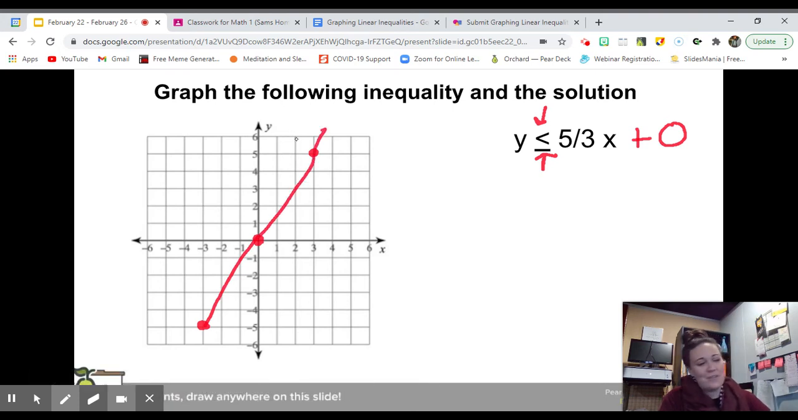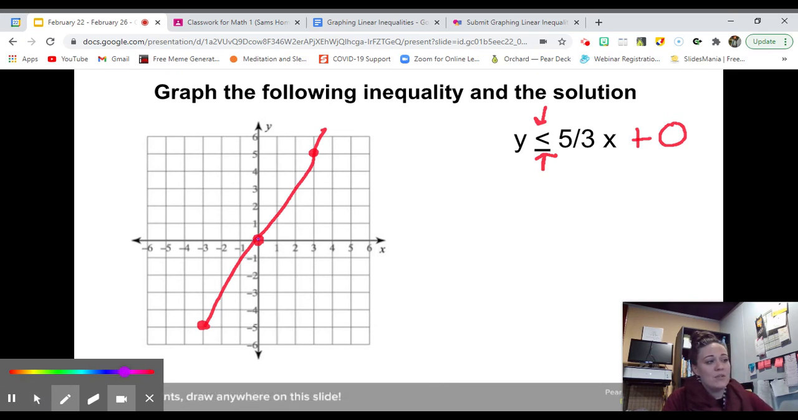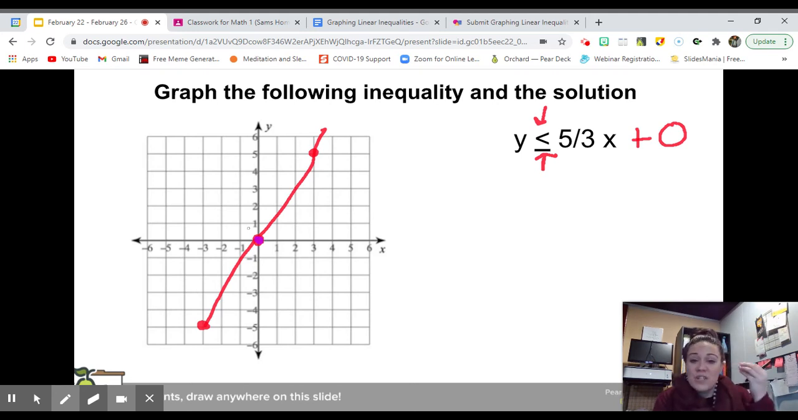Okay, that line wasn't too terrible. And I can no longer pick the point (0, 0) for this one because it is lying on that graph that I put on the coordinate plane. So let's just choose another one.